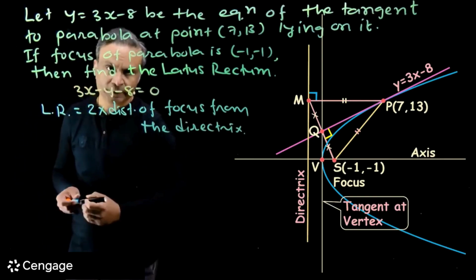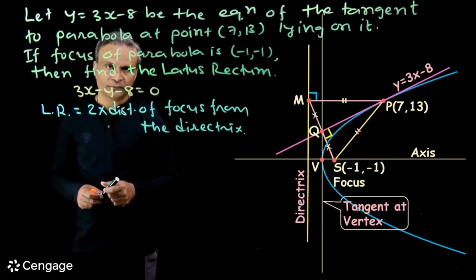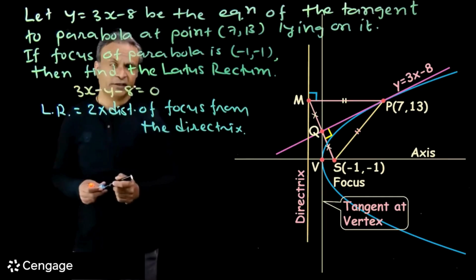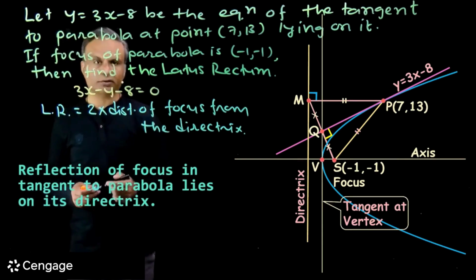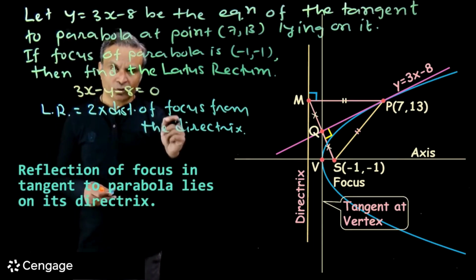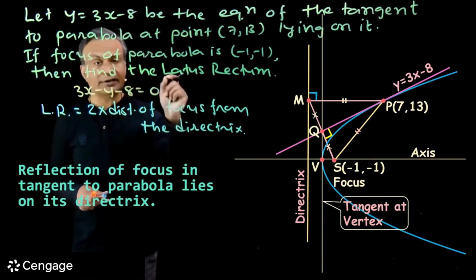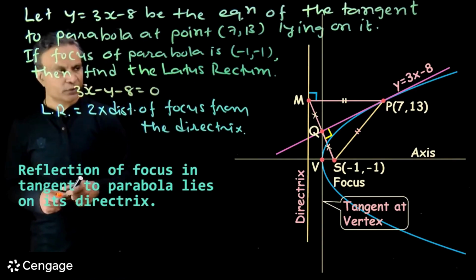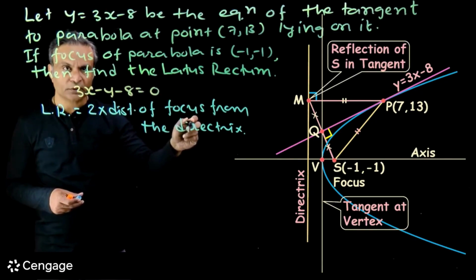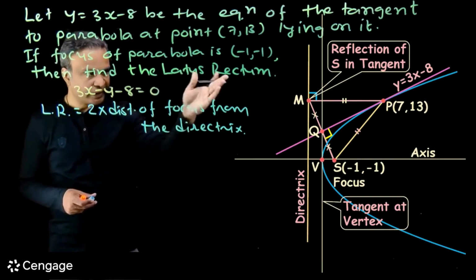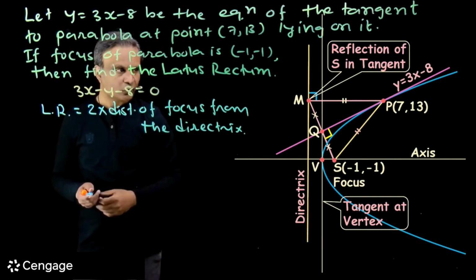We have the focus. Okay, we can find the coordinates of point M. कैसे निकालेंगे? We have one property of tangent that the reflection of the focus in the tangent line lies on the directrix. Focus का किसी भी tangent line में जो reflection होता है वो directrix के ऊपर होता है. So here M is the reflection of the focus in the tangent to the parabola at point P. So we can find the coordinates of point M.